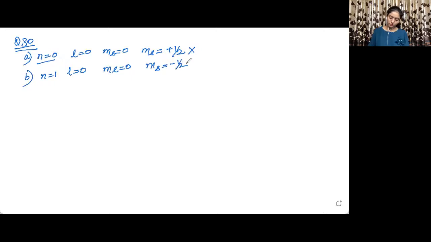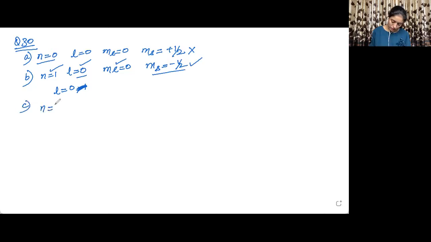So for N equal to 1, L can be 0 to N minus 1. Not 0 and 1, only 0 because 1 minus 1 will be 0. So for N equal to 1, L equal to 0 is possible. When L is equal to 0, ML will be equal to 0. MS can either be plus half or minus half. That is the spin quantum number. It can be either clockwise or anti-clockwise. This is possible. Okay, let us move to the third one.